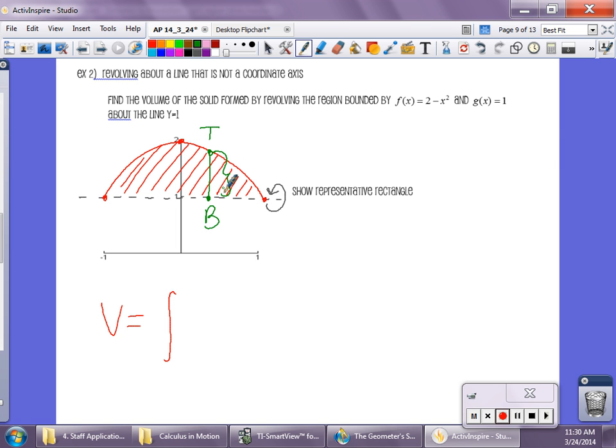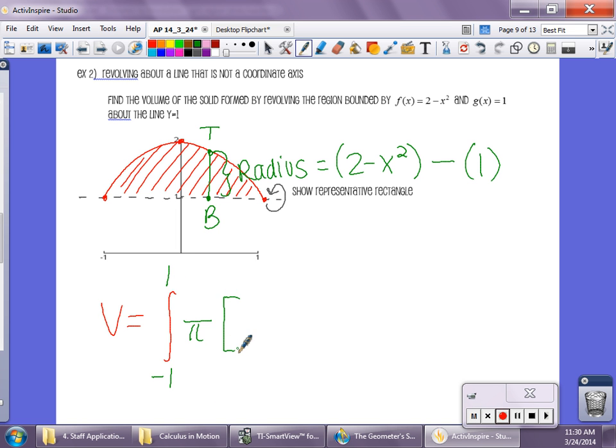So one more time, just to make sure we remember that there is the actual radius of the picture. Travis, what was the top function of this guy? 2 minus x squared. And what was the bottom function? It was y equal to 1. There's your radius. Now that I have my radius, I know it's a dx because I was just told it was dx. So Janet, what are my limits? -1 to 1, and then pi r, which is right here.